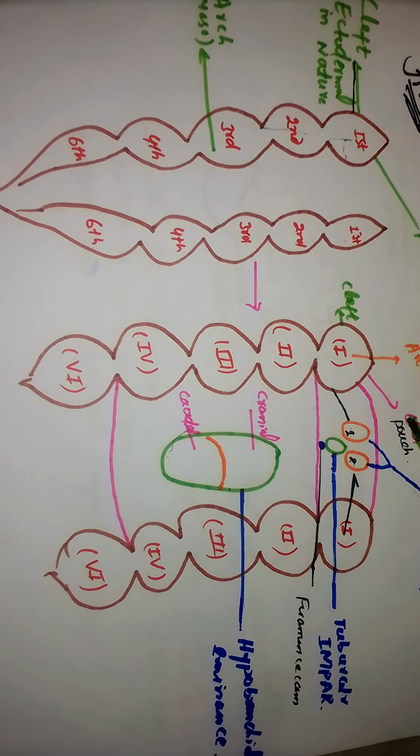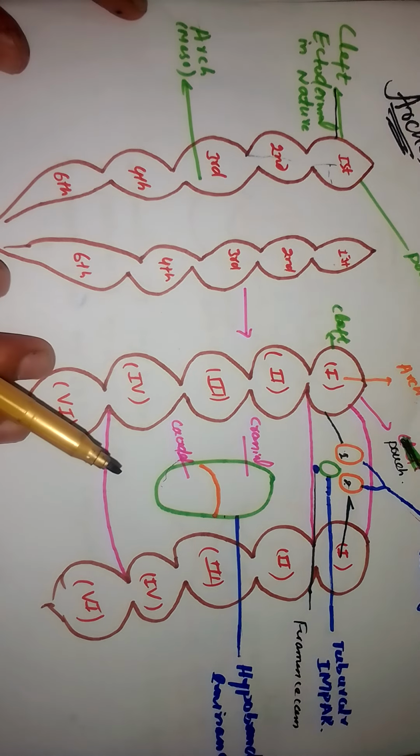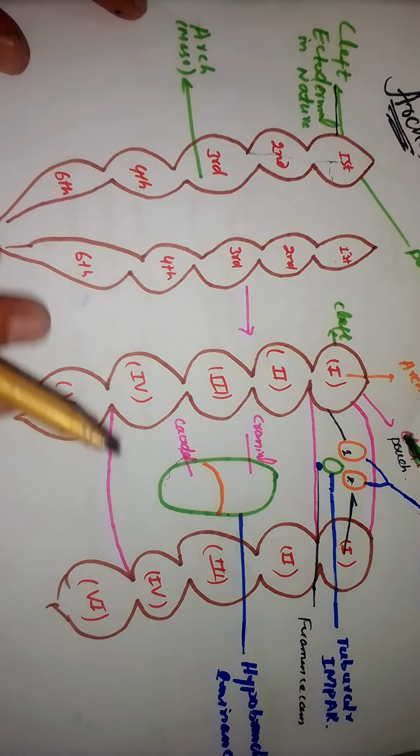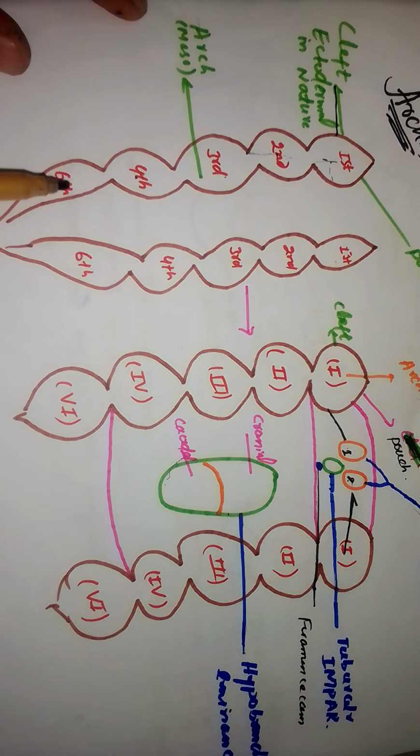Now this is the structure of the pharyngeal apparatus. The pharyngeal apparatus consists of many parts. This is the first pharyngeal arch. This is second. This is third. This is fourth, and this is the sixth. The fifth one is absent.